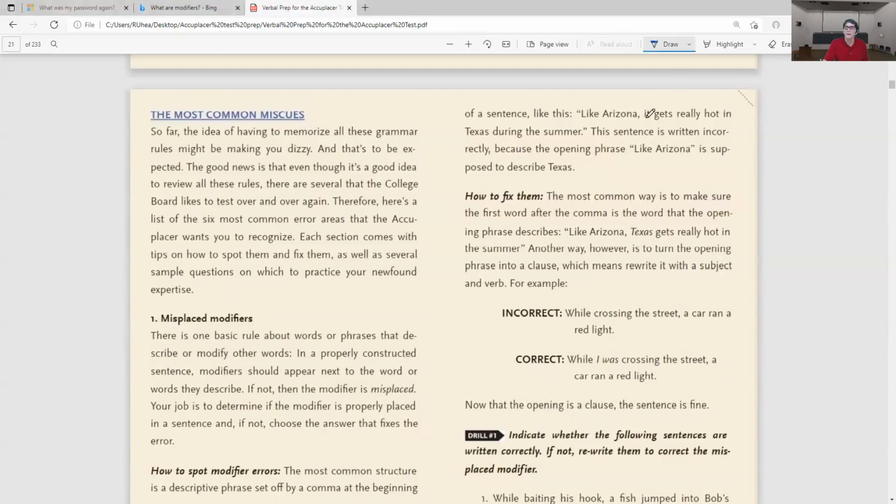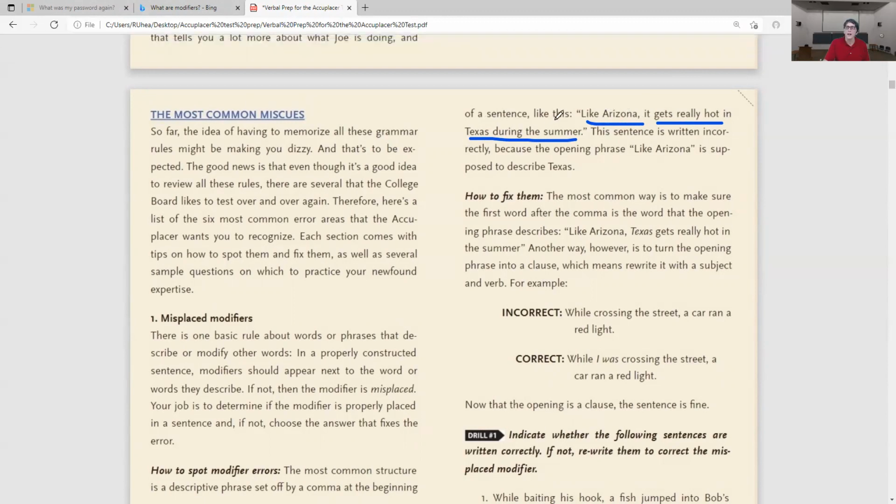Let me get a pen here. Like Arizona, it gets really hot in Texas during the summer. The sentence is talking about Texas. It says Texas is like Arizona. However, the word Texas comes in the middle of the sentence. So it's a misplaced modifier. Really, the word Texas should come right after the comma. It should be, like Arizona, Texas gets really hot in the summer. That way, the sentence is better understood. Texas and Arizona are being compared.